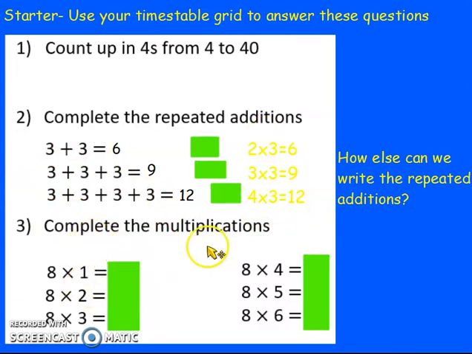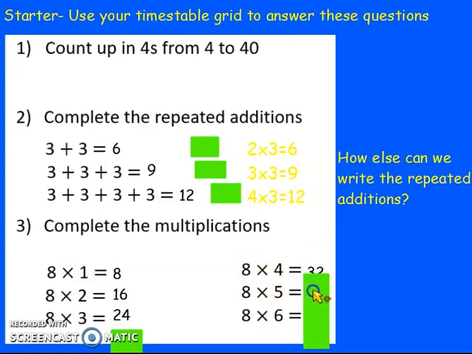So let's complete these multiplications now. So this is pretty much our 8 times table. So 8 times 1, or the same as 1 times 8, equals 8. 8 times 2, 16. 8 times 3 is 24. 8 times 4 is 32. 8 times 5 is 40. And the last one, 8 times 6 is 48.